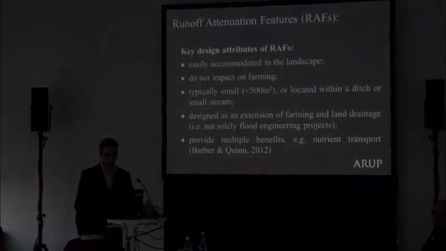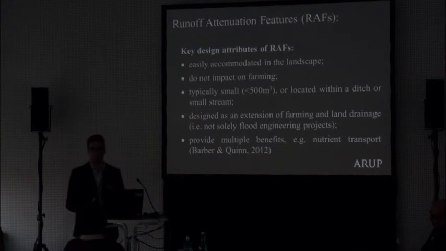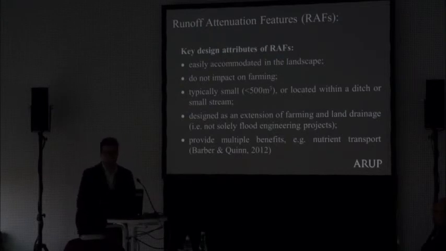So what are they? Runoff attenuation features are simply natural features designed to attenuate and slow, store and filter runoff. They're designed not to impact farming significantly. They're typically small, only about 500 cubic metres in size, but some can be much larger depending on opportunistic sites. And they are designed to provide multiple benefits, e.g. nutrient transport, sedimentation reduction, carbon sequestration and ecological benefits.